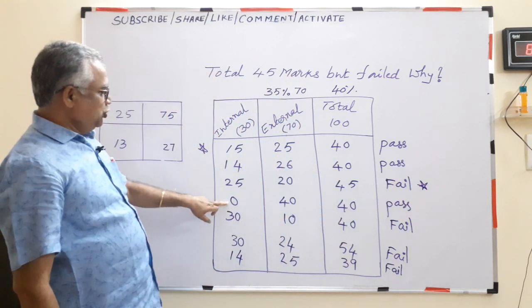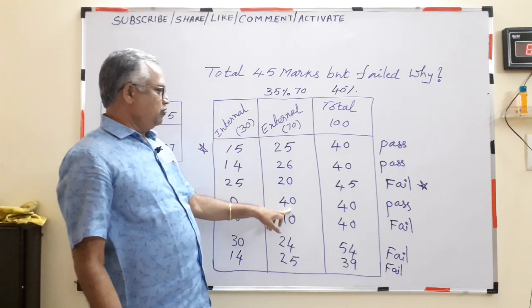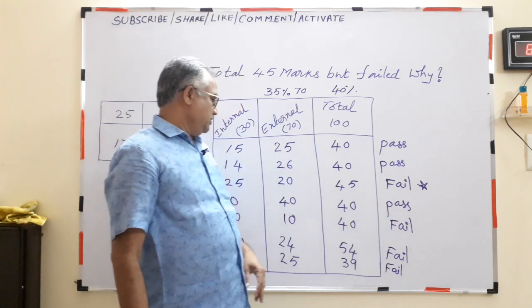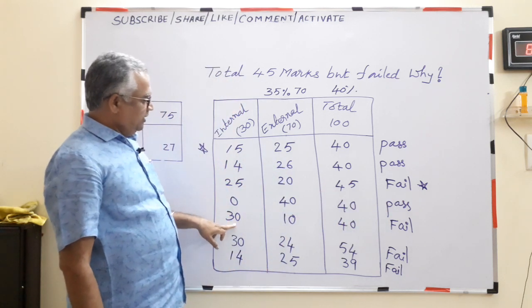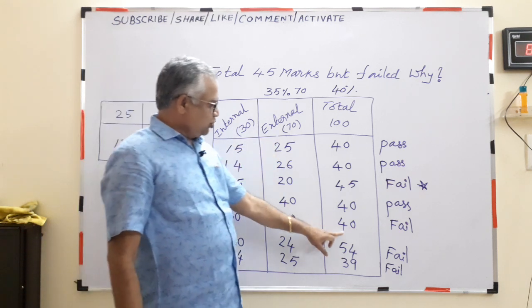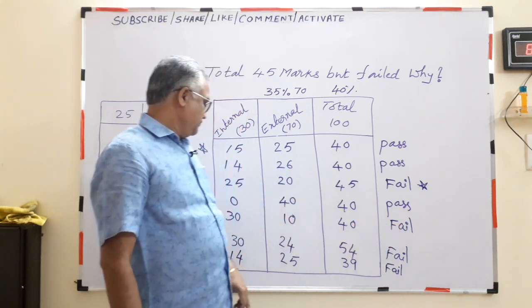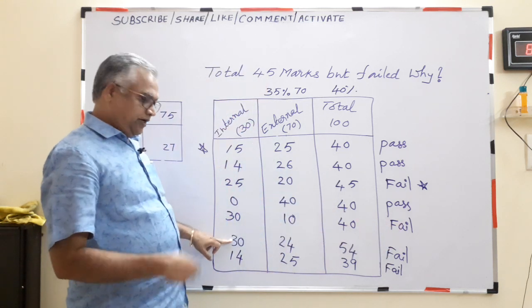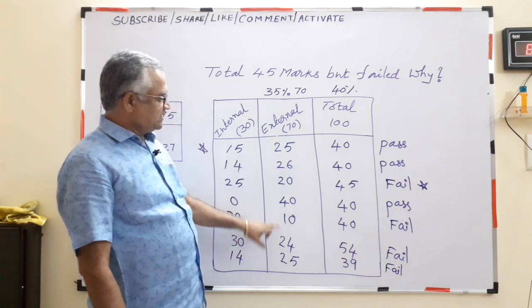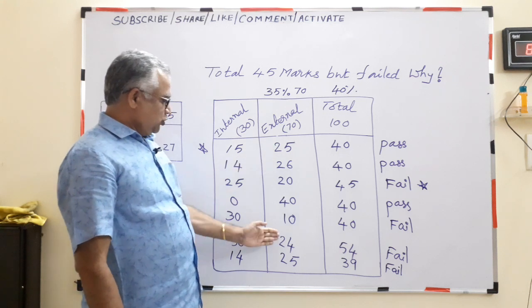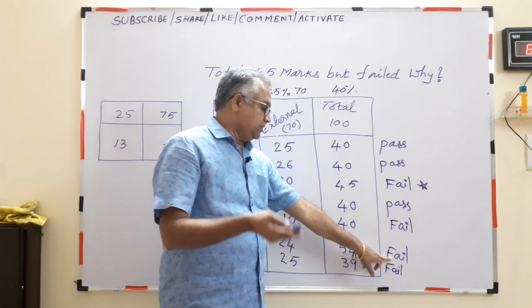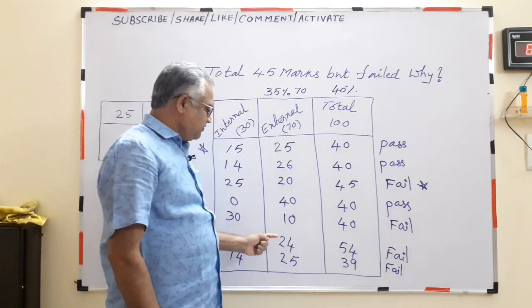Next, internal 0, but external is 40, no problem, 40 is more than 25. Total 40, pass. Internal 30, but external 10 only, 10 is less than 25, so even though total is 40, fail. Again internal 30 out of 30, external 24, just 1 mark less than the minimum requirement, but total is excellent, 54, but declared as fail. Declared as fail because external is just 1 mark less.